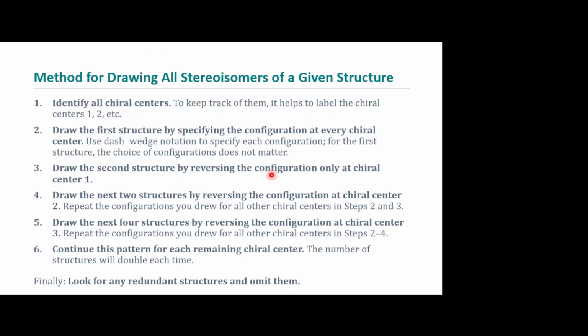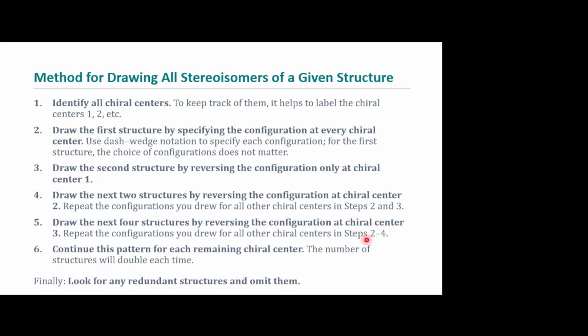Then you draw the second structure, and all you have to do here is reverse the configuration only at chiral center 1, the first one that you drew up on the top left. Then the next thing you're going to do is draw the next 2 structures by reversing the configuration of the chiral center at your 2. So you take what you just drew, copy and paste it, and then reverse the second center.